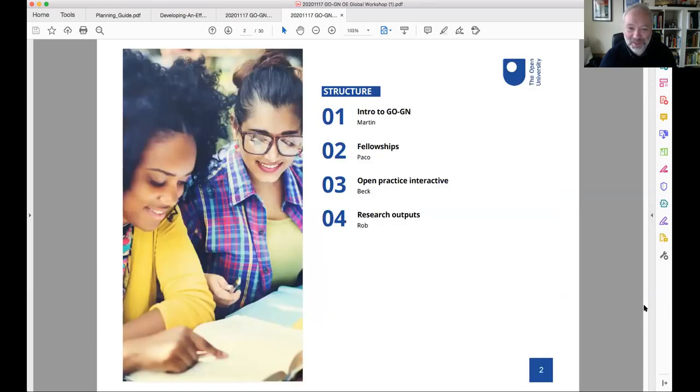So the structure: I'm going to give an overview of GoGM to bring you up to speed, those that know about it, and particularly what we've been doing this year during the pandemic. Then Paco is going to talk about the fellowship scheme, which we launched this year. Then Beck's going to look at some open practice and a more interactive element. And lastly, Rob's going to talk about some research outputs, particularly the research methodology handbook that we produced yesterday, building on that and what we're doing next as well.